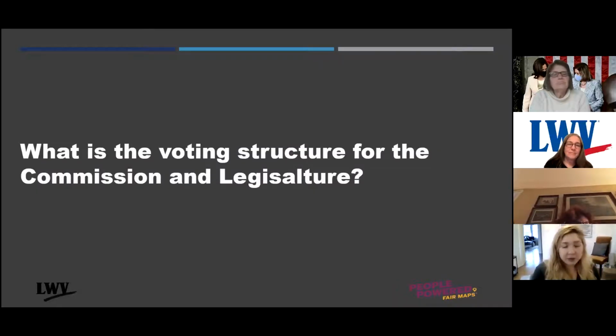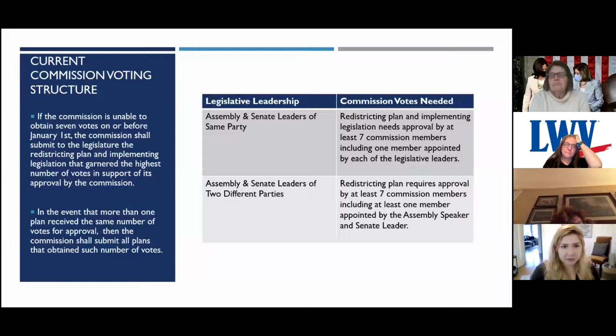So now that I've broken the news to you that the legislature does get the final say of what the commission does, I thought I would share with you the voting structure of the commission and the legislature when they are voting on these maps. So the commission itself, there's protections in here for if one party is in control of both houses.